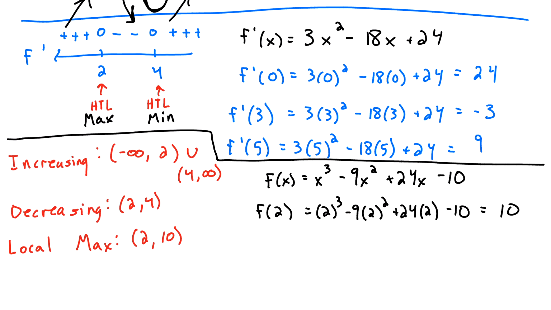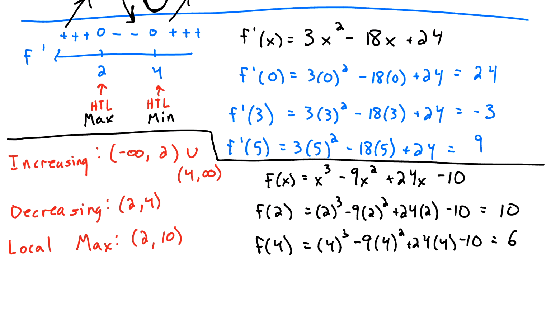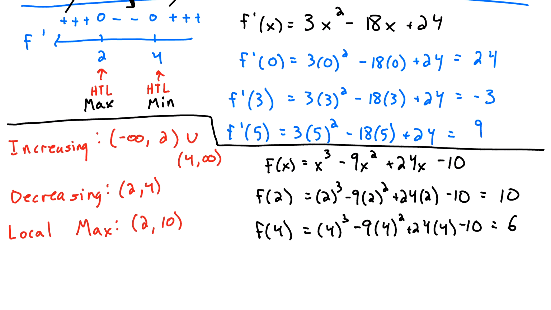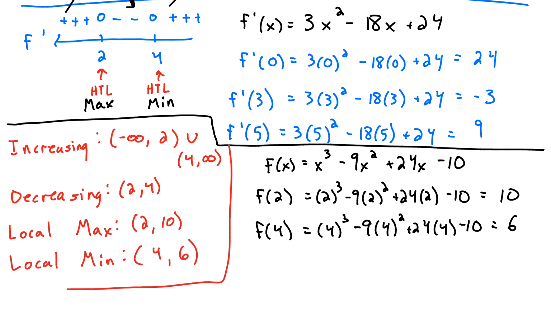And then for our minimum at 4, we got to plug that in as well. So f of 4, this is 4 to the third minus 9 times 4 squared plus 24 times 4 minus 10. So if I take positive 4, plug that in, I ended up with positive 6. So I have a local minimum at, what did I say, 4 comma 6. So here is a big chunk of my answer already.